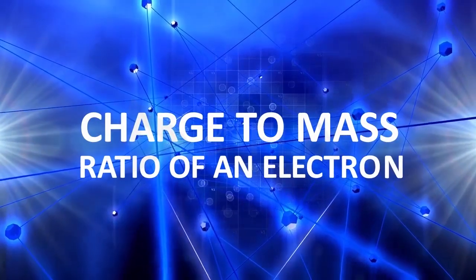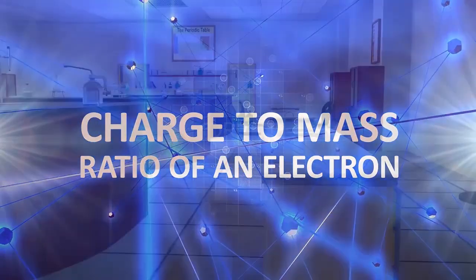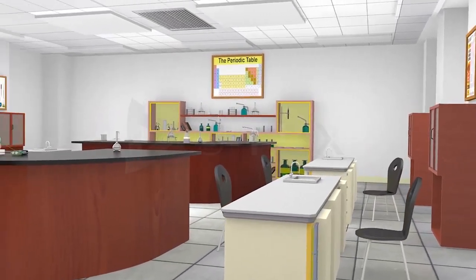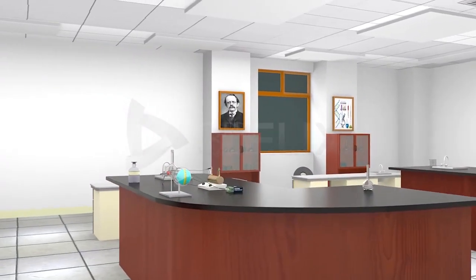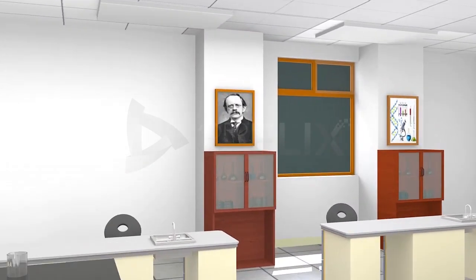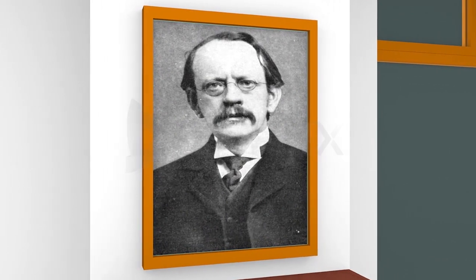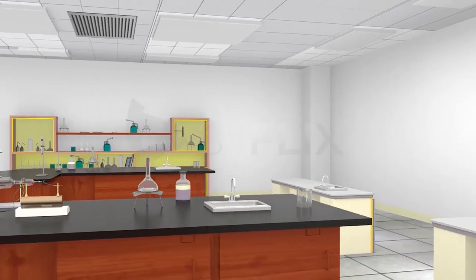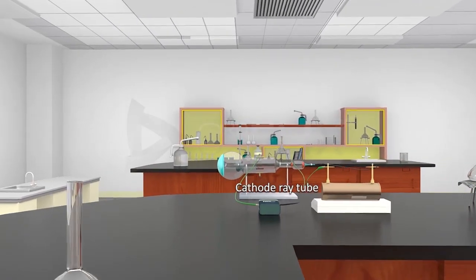Charge-to-mass ratio of an electron. Once the electron was discovered, J.J. Thomson continued his efforts to calculate the charge-to-mass ratio of an electron through experiments. The experimental setup included a cathode ray tube.